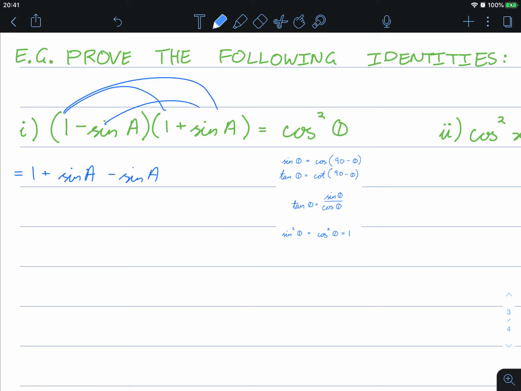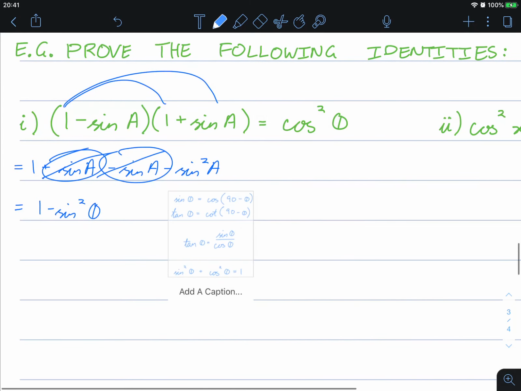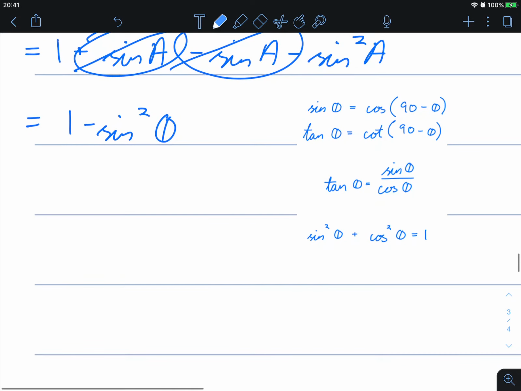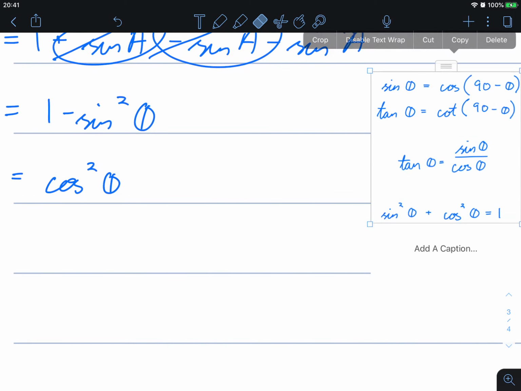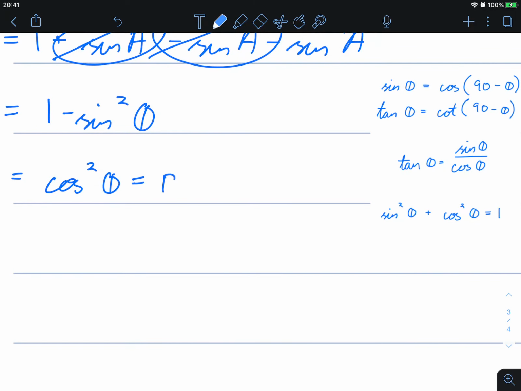Negative sine a times positive sine a is negative sine squared a. These two in the center cancel, leaving us with 1 minus sine squared theta. And as we've seen before, 1 minus sine squared theta is the result of taking the Pythagorean identity and moving this to the other side. So this is actually equal to just cos squared theta. And because we have this, we've proven that this is equal to the right hand side. End of proof.